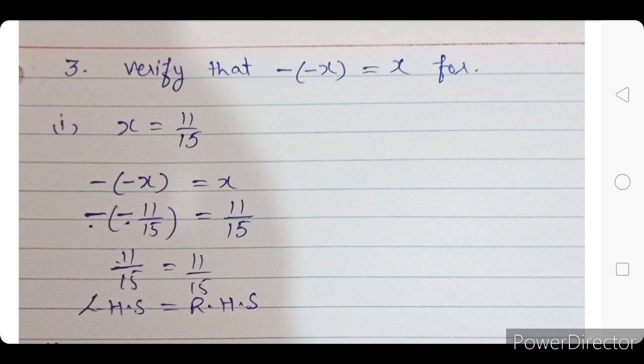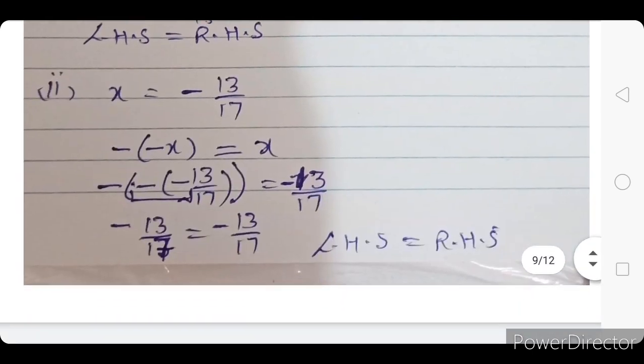Now here in the left hand side, minus and minus will become plus, and in the right hand side it was already 11 upon 15. So both left hand side and right hand side are equal. Similarly, the second part you can see, statement is given x is equal to minus 13 upon 17. Already minus is there. So we will write that verification, that statement where we have to verify minus 13 upon 17 is equal to minus 13 upon 17. Here 2 times minus will become plus, and the single minus will be there, and you can see left hand side is equal to right hand side.